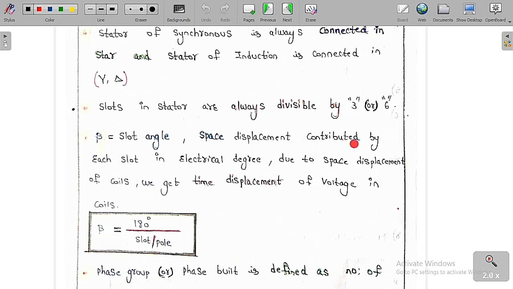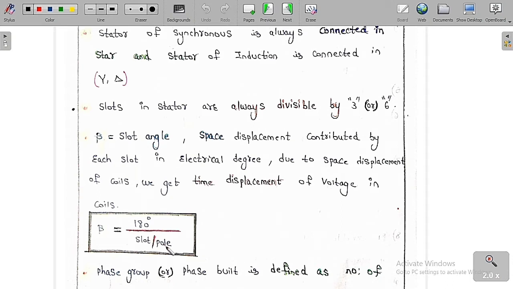It is the space displacement contributed by each slot in electrical degrees. Due to space displacement of coils, we are going to get a time displacement of voltage in the coils. So beta is equal to 180 degrees divided by pole pitch. Pole pitch is the number of slots per pole, meaning the center to center distance between the poles.